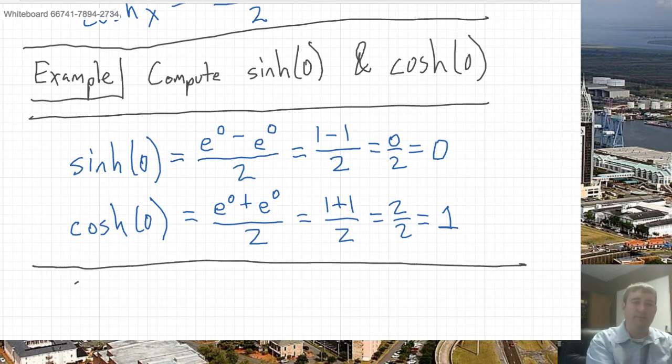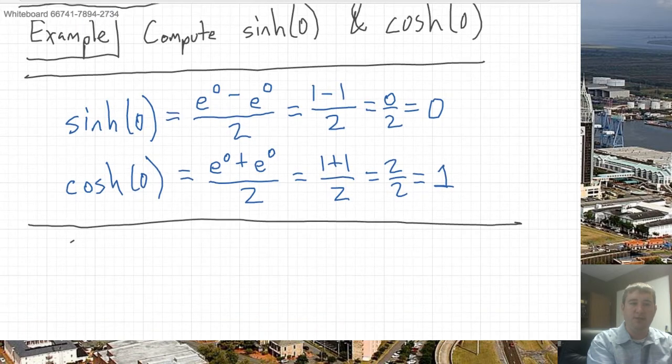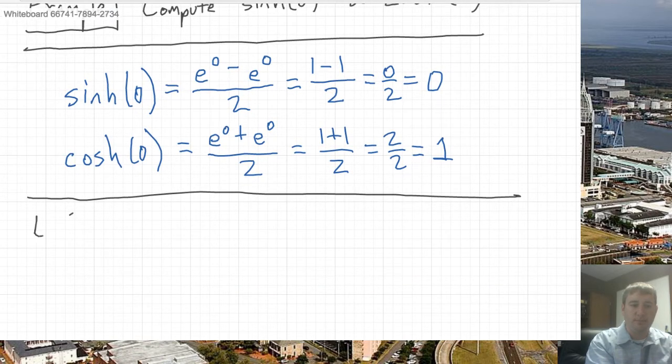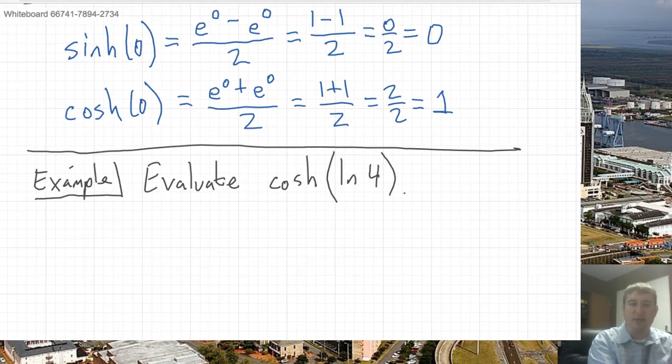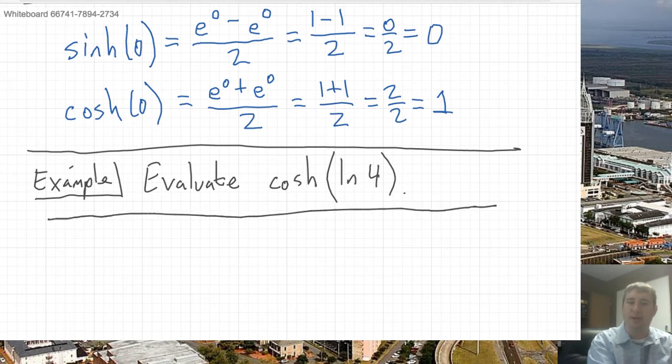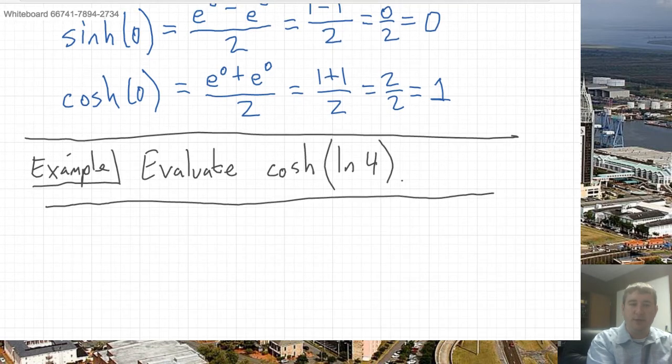Okay, what if it's a little bit more complicated? Here's another example problem. We're going to evaluate the hyperbolic cosine of the natural log of 4. And the reason why we're involving the natural log here is because we're dealing with exponential functions, and then things will cancel nicely. You don't need a calculator to do this. So let's compute.